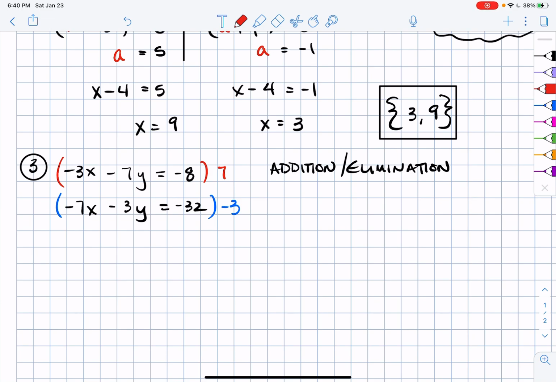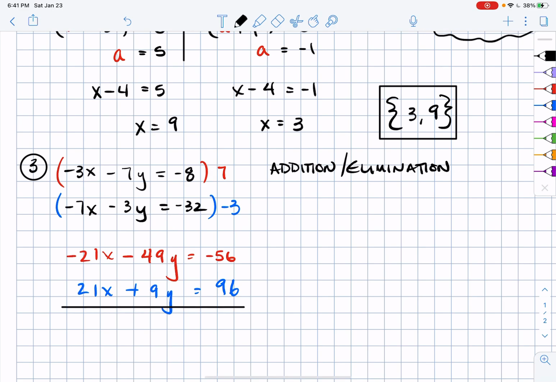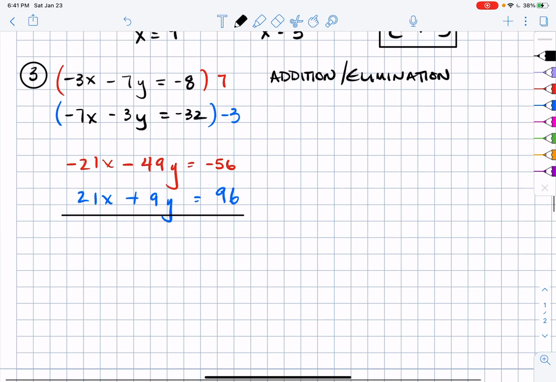So I decide on 7, so I get a negative 21x minus 49y is equal to negative 56. And I get on the bottom a positive 21x plus 9y is equal to a positive 96. Okay, so when I add these two together, that's why it's called addition, right? So when I add these two together, notice that my x goes away. So what do I have left? I have a negative 40y is equal to 40. So my y must equal negative 1. Okay, so there is my y.